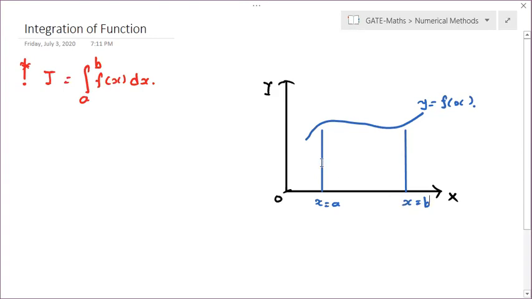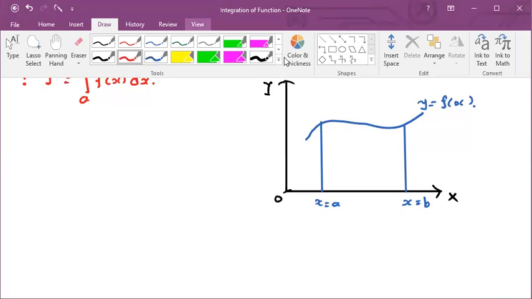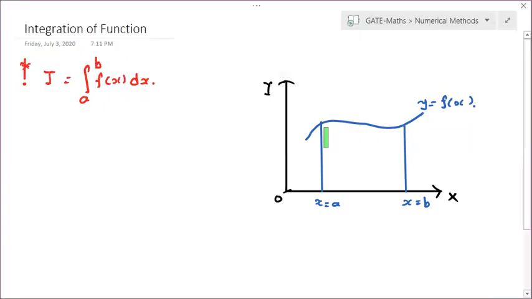So integration from a to b f of x dx will give us area of this curve between these lines x equal to a and x equal to b, and above x-axis. So this integral a to b f of x dx is going to give us area under this curve.